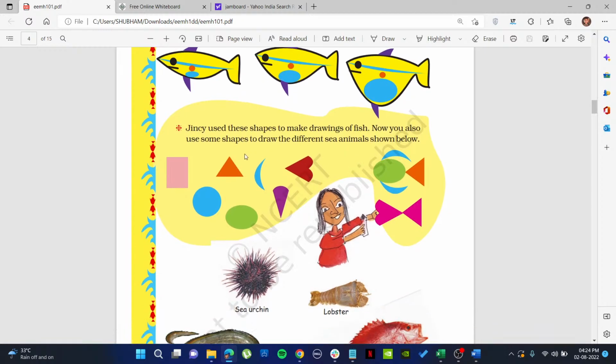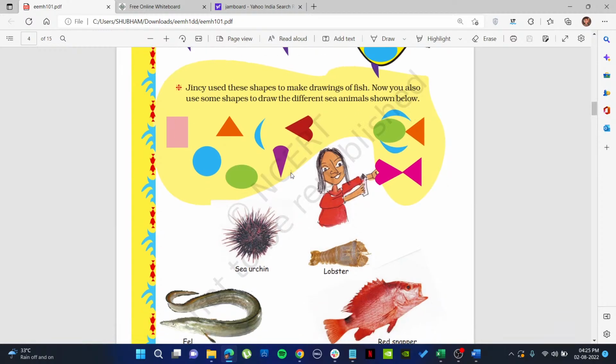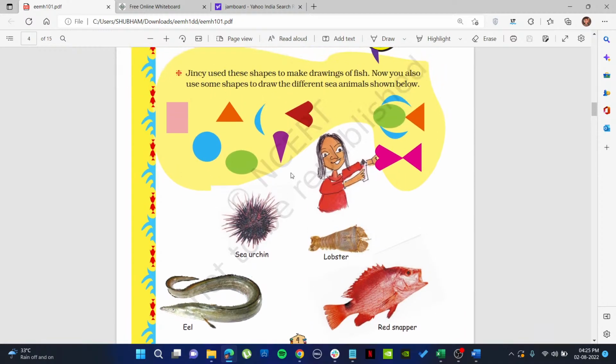Okay, so here we can see a girl, and her name is Jinsey. Jinsey used these shapes to make a drawing of a fish. Now you can also use the given shapes to draw different sea animals. Let's see how things are working.